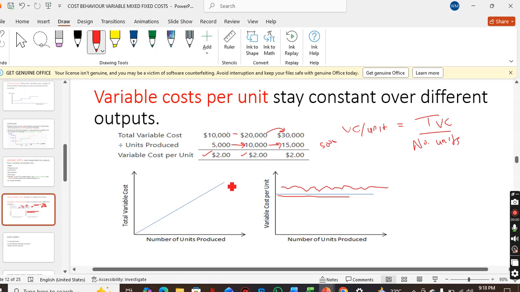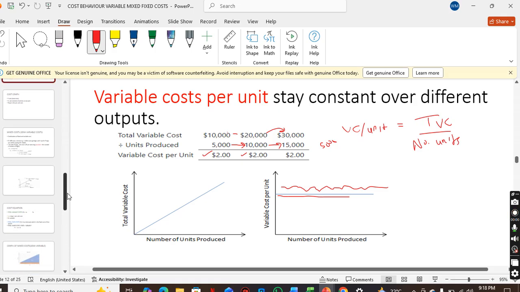So it's important to know how these costs behave, because cost accounting is all about tracking and managing costs. Management accounting is about making decisions. So now we're going to go to the mixed cost, or what is called semi-variable cost.